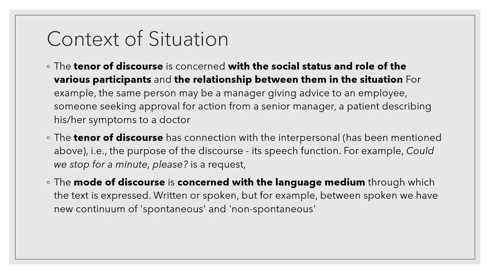And then the tenor we are going to identify from the purpose of the discourse, or its speech function. For example, we have "could we stop for a minute please?" It's going to be a request. Or for example, "whip the cream." It means that it's not a request, but it's going to be a declarative sentence, or something like that. So it depends on the functions of the tenor. We are going to see the tenor from the speech function. You have to remember, you are going to see the tenor from the speech functions.